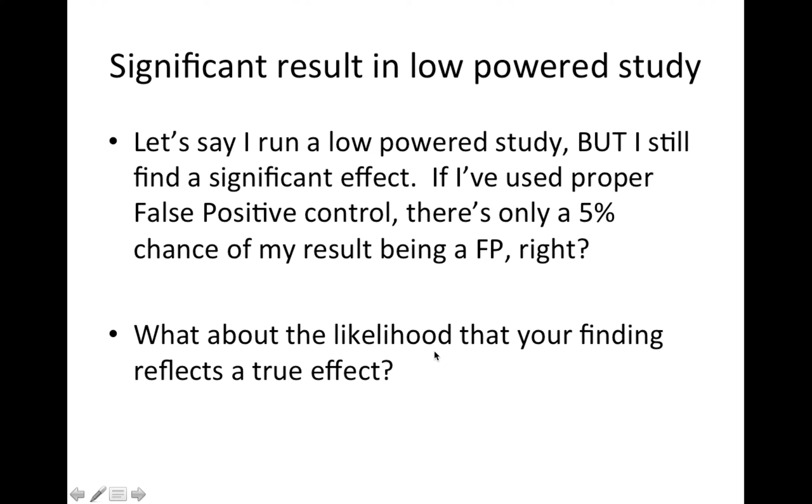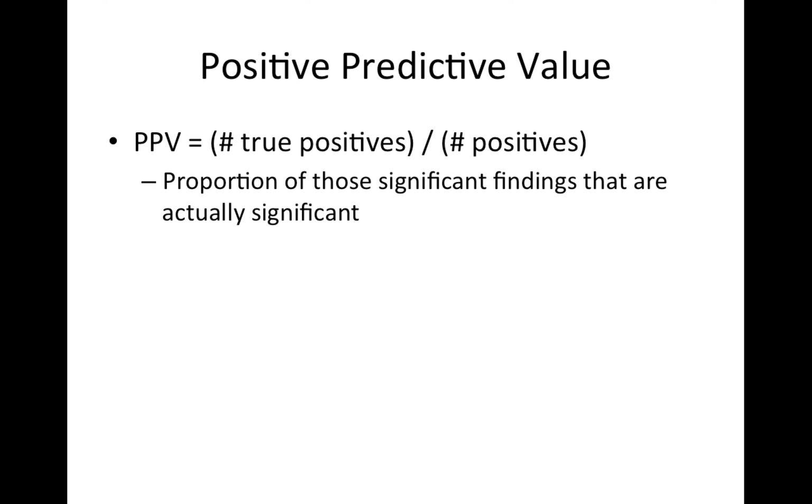But what about the second thing? The likelihood that our finding reflects a true effect. That is what positive predictive value relates to. It is the number of true positives divided by the total number of positives. So it's very different from the type 1 error rate, and it's focusing on a different thing: the proportion of those significant findings that are actually true.